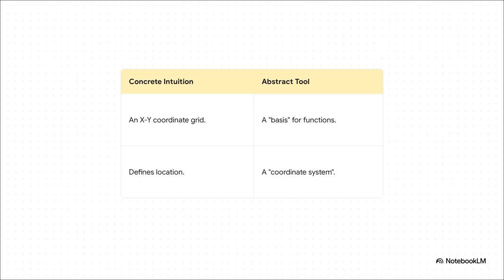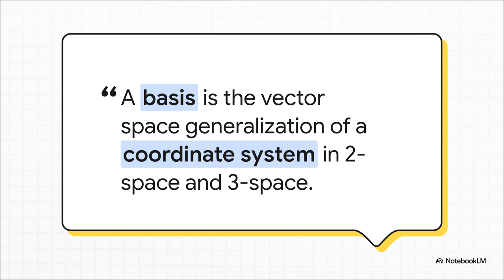Think about it like this. We all get what an XY coordinate grid is for arrows on a piece of paper, right? It gives every point a unique address. Well, the abstract big brother version of that is something called a basis. A basis is a coordinate system for a vector space, and it lets us give a unique address to every single vector. Doesn't matter if it's an arrow, a matrix, or an entire function. I mean, the textbook says it perfectly. A basis is the vector space generalization of a coordinate system. Let that just sink in for a second. It means we can navigate these incredibly complex, high-dimensional worlds of functions with the same kind of map we use to find a point on a 2D plane.